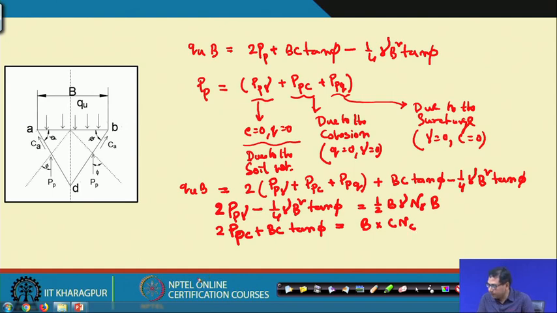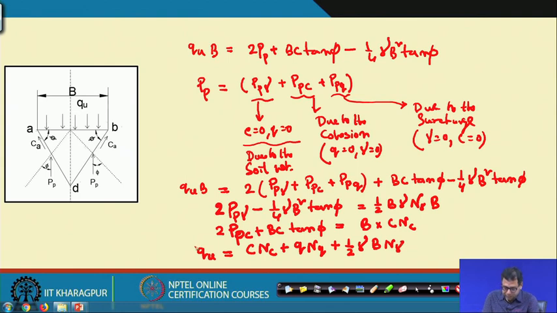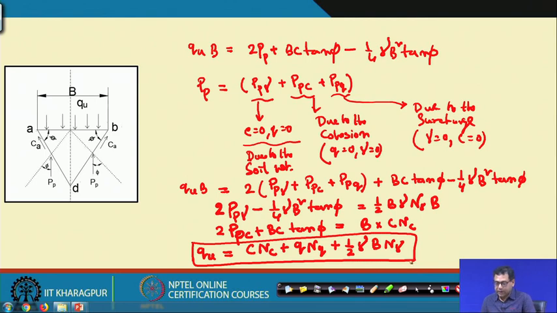And so, if I put these expressions here, then finally, the ultimate load carrying capacity Q_u will be c N_c, because this B will cancel out, c N_c plus q N_q plus half gamma B N_gamma. So, this is the final expression of the ultimate load carrying capacity of the soil.